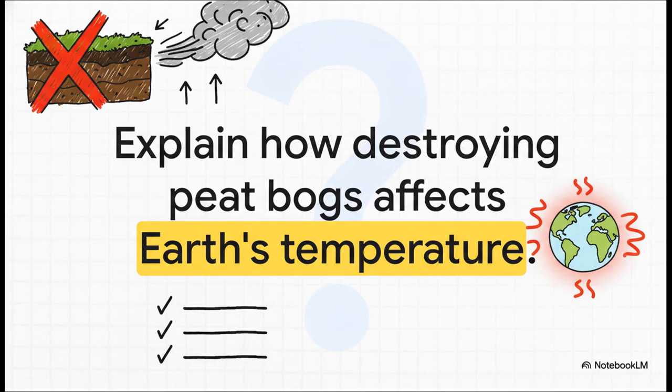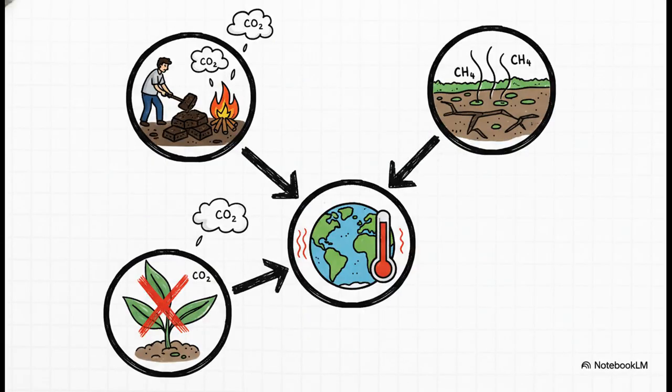4 marks on the table here, so we need 4 distinct scientific points. So how do you get those 4 marks? Well, the mark scheme gives you a super clear roadmap. First, you've got to state the big picture effect. The temperature increases. Simple. But why? Point 2, because carbon dioxide is released. Point 3, you get another mark for saying how it's released. From burning the peat or letting it decay. And for the final point, you need to name that other important gas that comes out of the bog, methane.